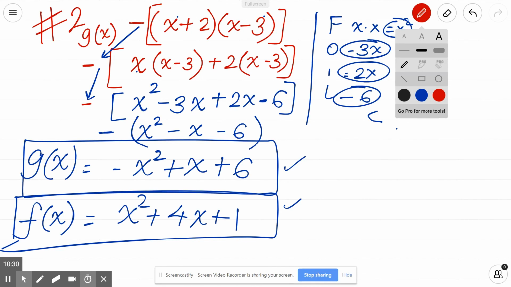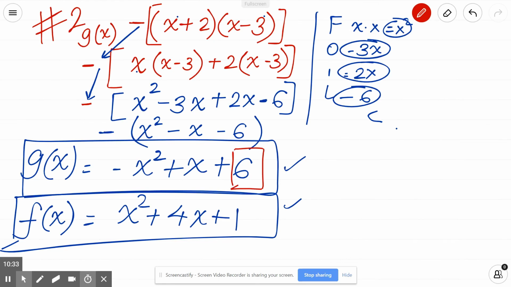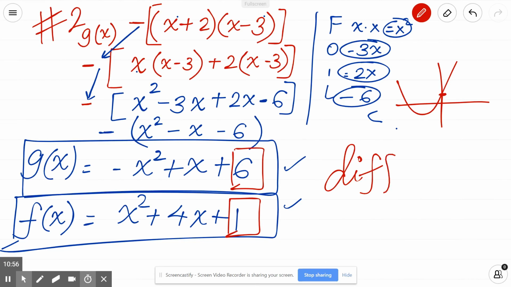Always remember, students, for quadratic functions, your last number c is going to be your y-intercept. What is the meaning of y-intercept? Y-intercept means it is the point where the graph is crossing the y-axis. Now for this function, our y-intercept for f of x is 1 and for g of x is 6. So how far away are they from each other? The difference between the y-intercepts is going to be 5, because 6 minus 1 is 5. So that's how far away their y-intercepts are.